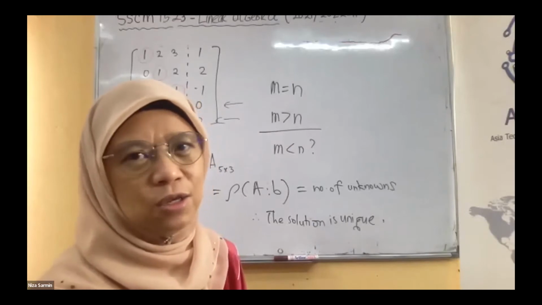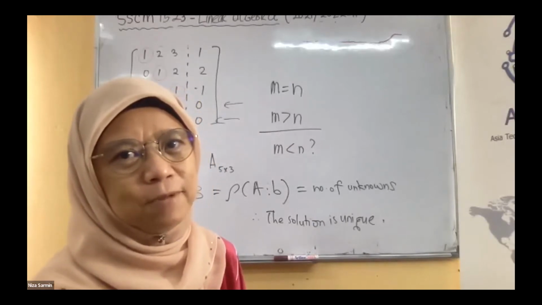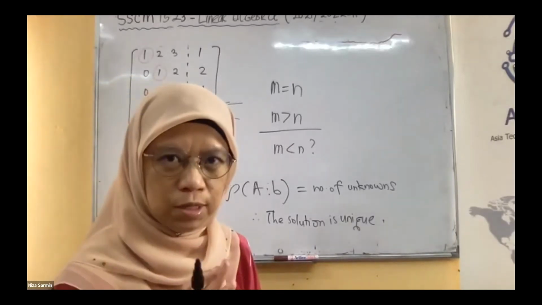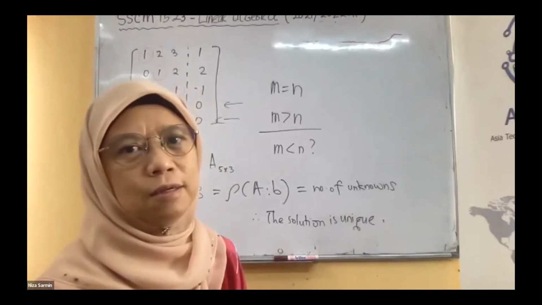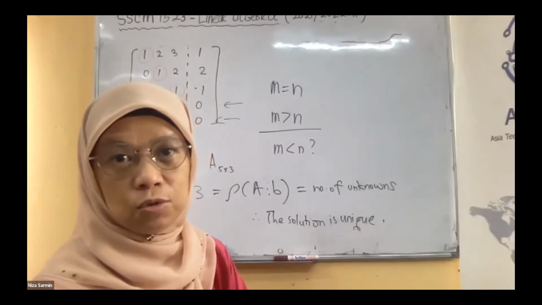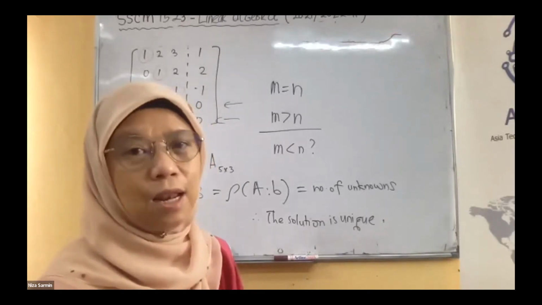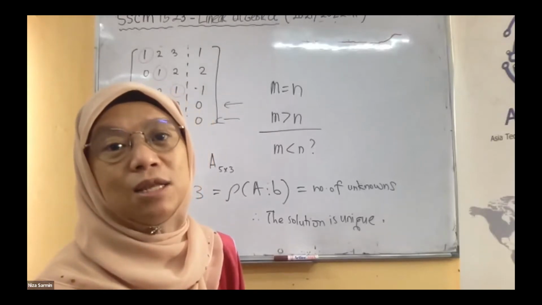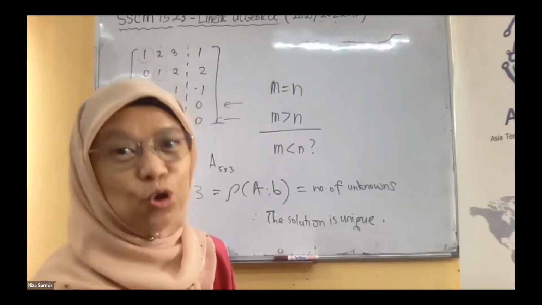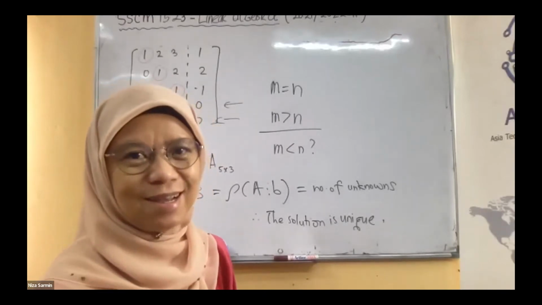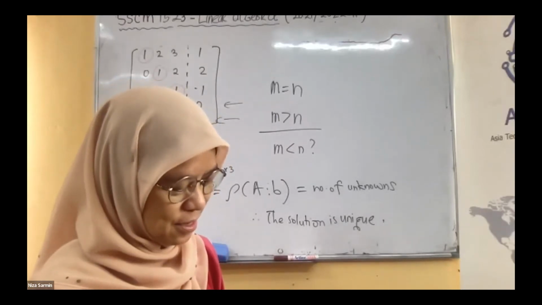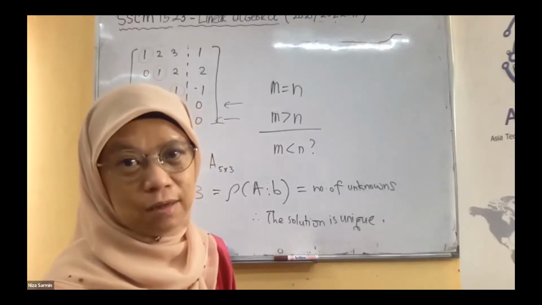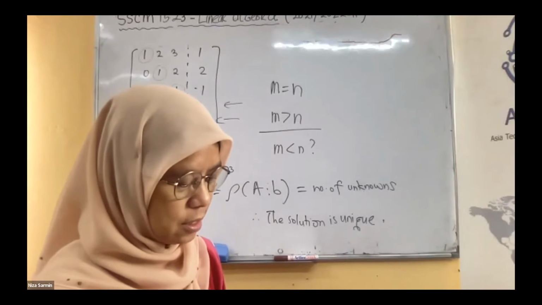You can never get a unique solution. Remember this: for unique, it has to be equal or bigger than. You cannot find a unique solution if m is less than n. If m is less than n, you will get many solutions or no solution. I will give you the example for that when m is less than n.